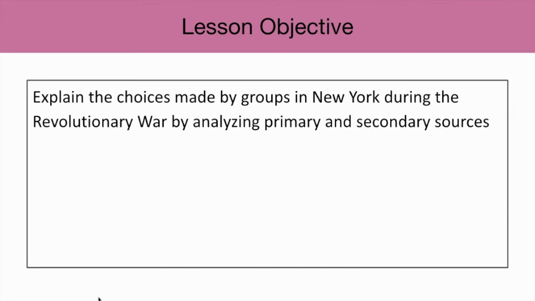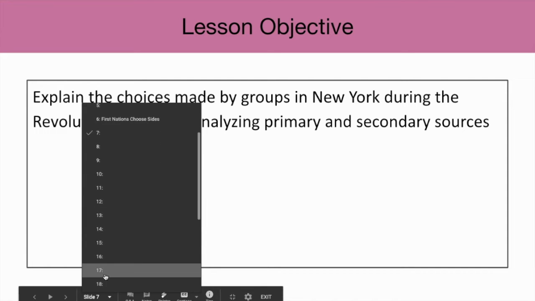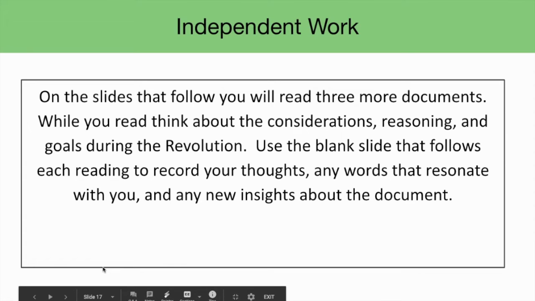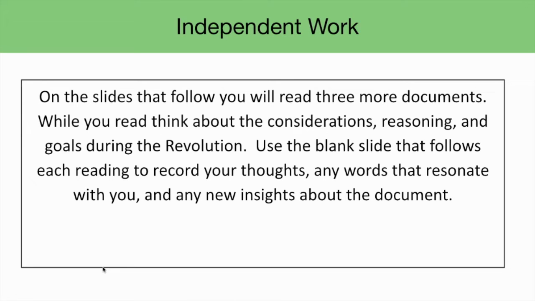In this lesson, students will explain the choices made by groups in New York during the Revolutionary War by analyzing primary and secondary sources. In the main activity, we are asking students to analyze a text and record considerations, reasoning, and goals during the Revolution based on the text that they read. Students will be asked to record their thoughts, any words that resonate with them, and any new insights about the document. It may be helpful to model how to record thoughts, words that resonate with you, and any new insights about the document with the model text that is in this lesson.